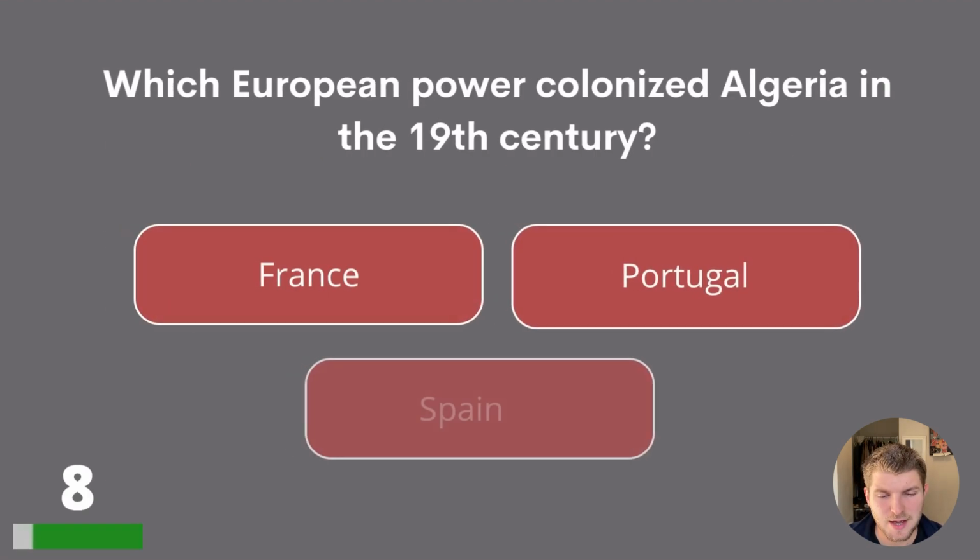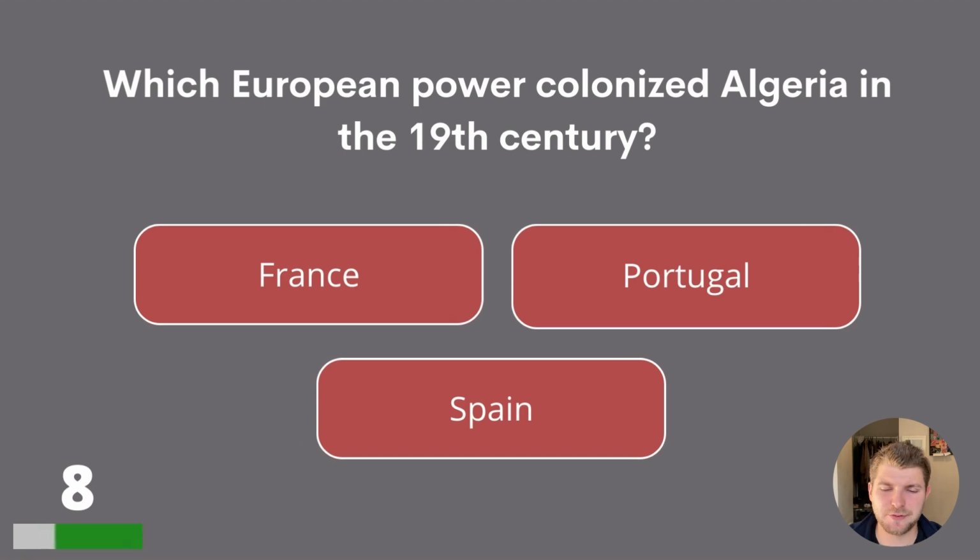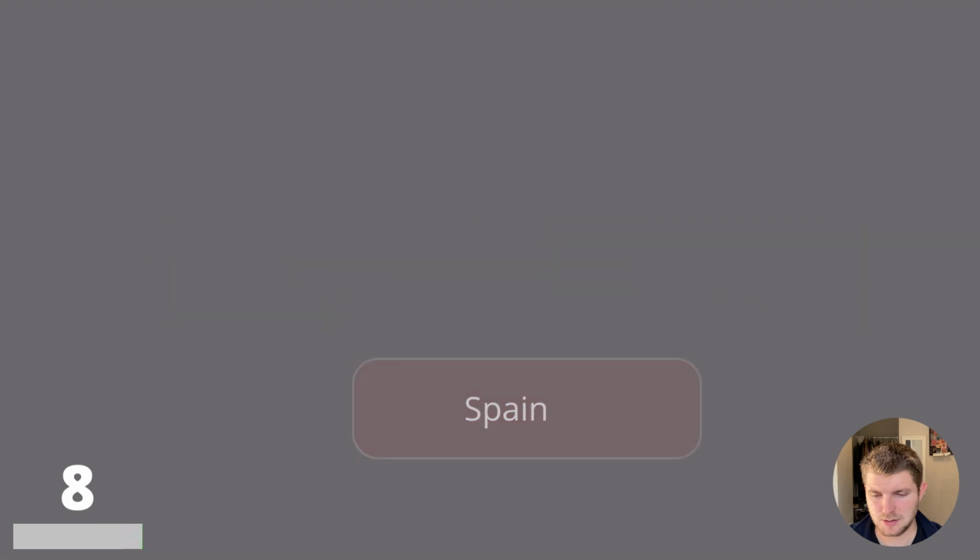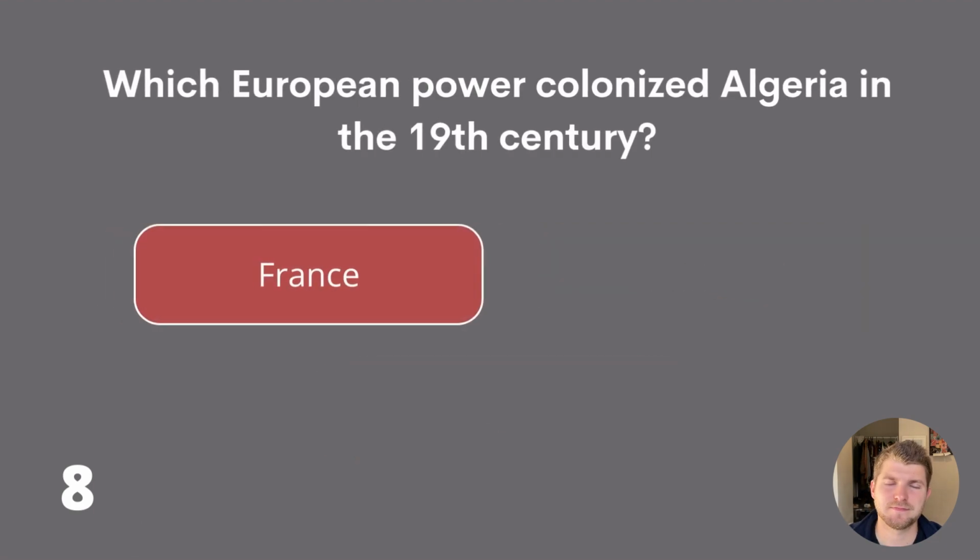Question 8. Which European power colonised Algeria in the 19th century? France, Portugal, or Spain? The answer is France.